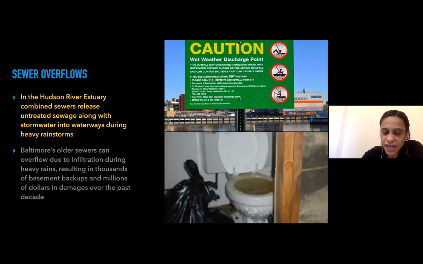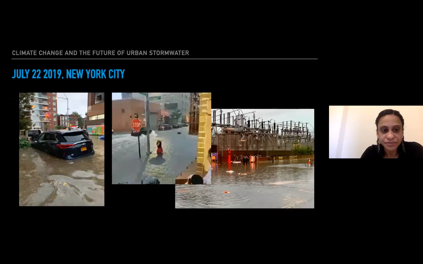So Baltimore actually has what's technically a separate sewer system. It's got one of the oldest separate sewer systems in the country. But because of infiltration of stormwater into their sanitary sewers during heavy rain events, they have had thousands of basement backups in the past decades, which has resulted in millions of dollars of damages in that city. And there are lessons to be learned as we think about planning our sewer system upgrades in our city, even though we're primarily thinking about separating the system. That's not always going to be the panacea for the problems.